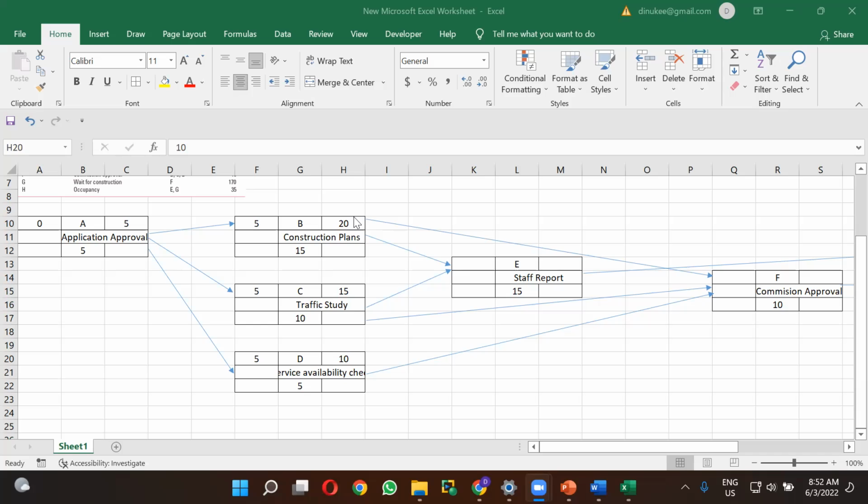So as we are doing the forward pass calculation, and as we want to know about the early start time, in the early start time calculation, you can see there are two early finish times, 20 and 50. So based on these early finish times, you have to take the highest value.